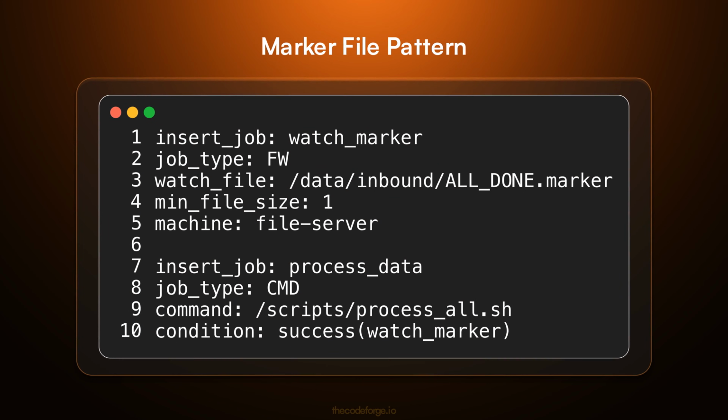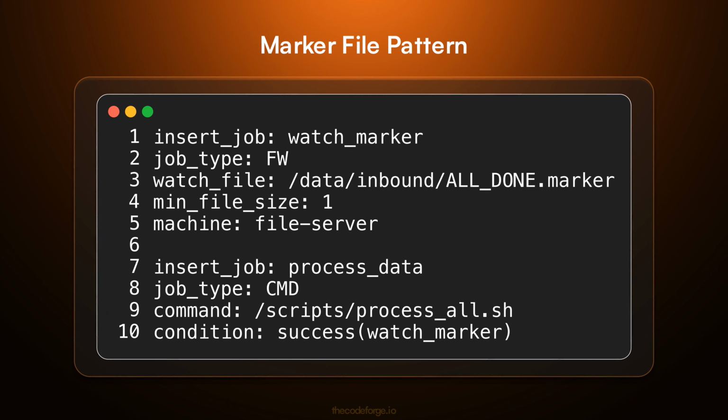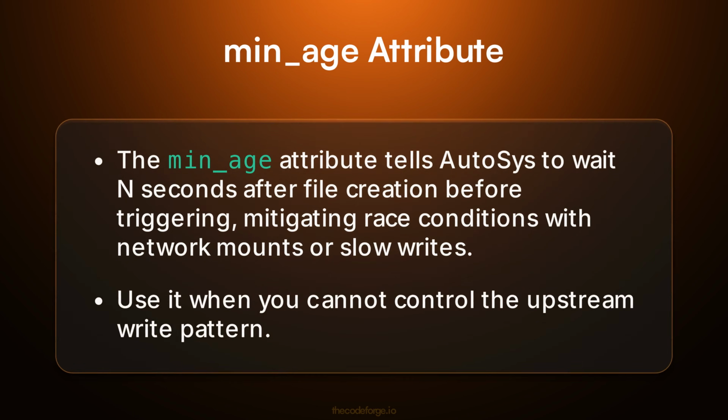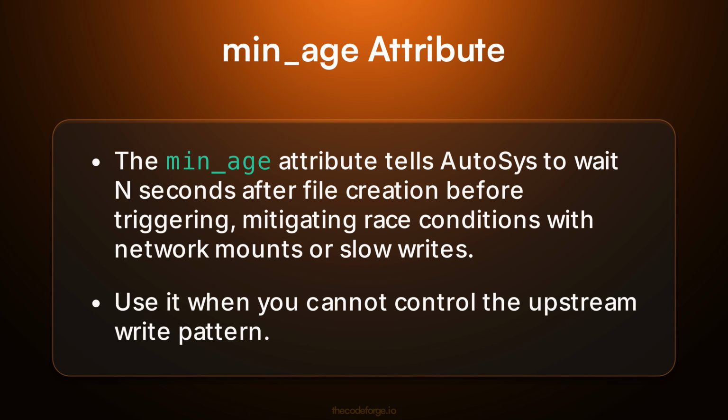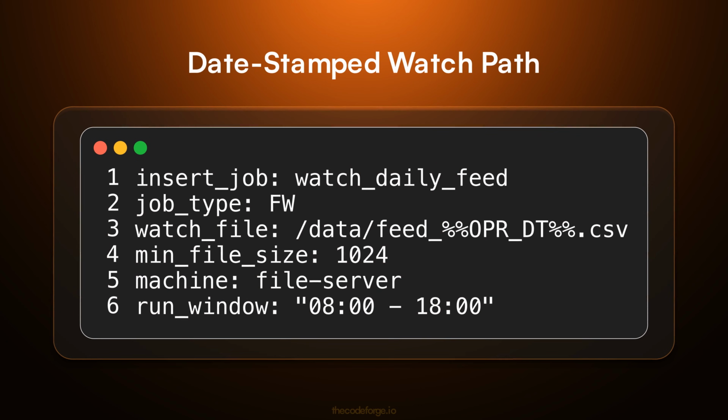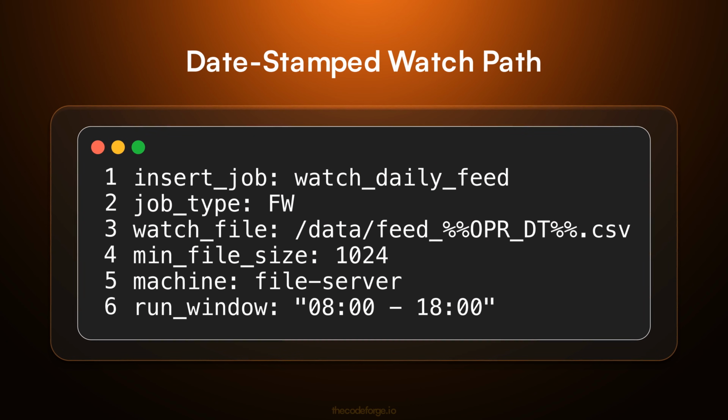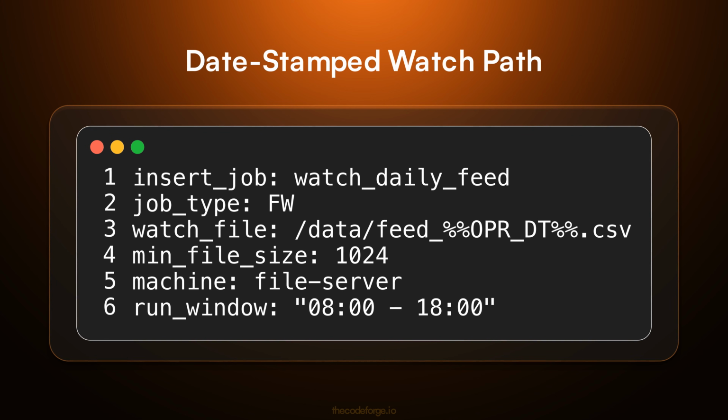When upstream writes multiple data files, use a marker file to trigger the watcher once. This avoids flooding the scheduler with job instances and prevents missed files. The minage attribute tells AutoSys to wait n seconds after file creation before triggering, mitigating race conditions with network mounts or slow writes. Use it when you cannot control the upstream write pattern. To prevent stale file triggers at window open, embed the current date in the watch_file path using JIL variable substitution. This ensures only today's file is matched.